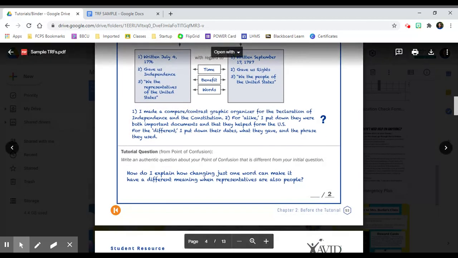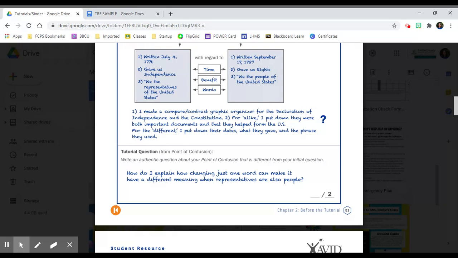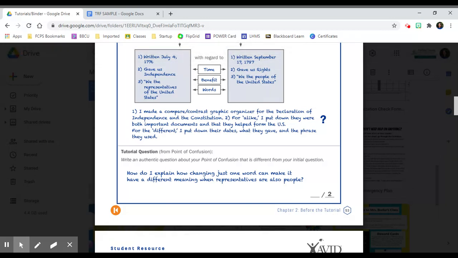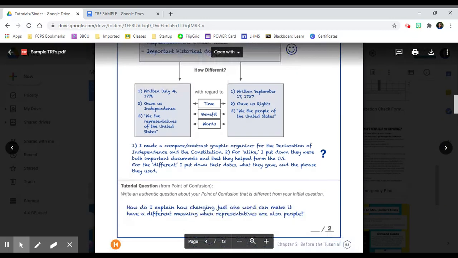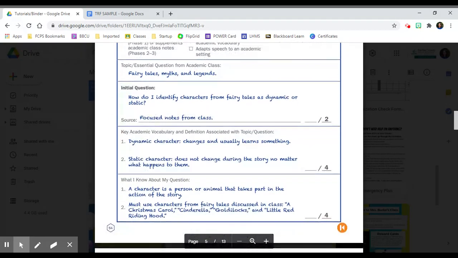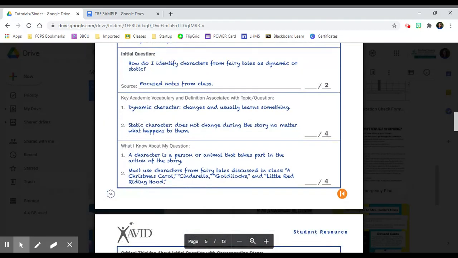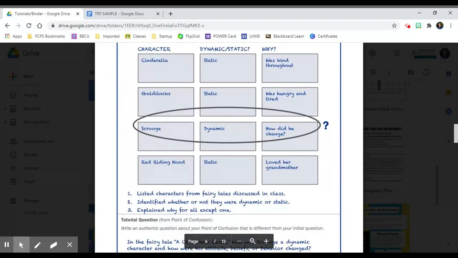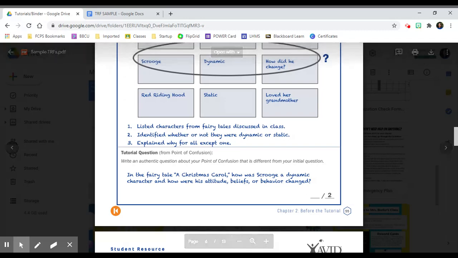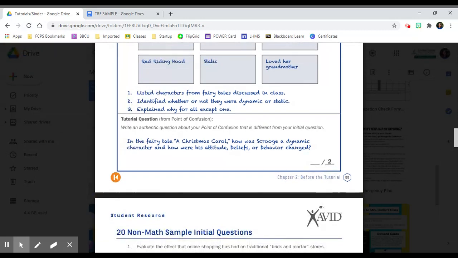How do I explain how changing one word can make it have a different meaning when representatives are also people? So that's where they're stuck within that question. They know all this stuff, but they're still not sure how to answer this specific question. Same thing with English. Vocab, what they know, show their work in a graphic organizer. They've circled and put a question mark. In the fairy tale, how was Scrooge a dynamic character and how were his attitude, beliefs, or behaviors changed?